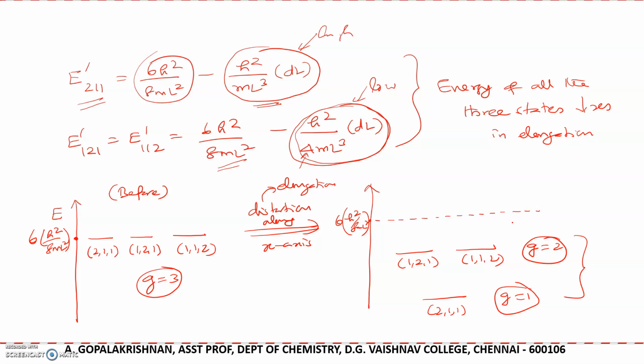So what does it indicate? It indicates that the degeneracy of the electronic level also gets decreased. So these two states decreased by an energy 6h square by 8 ml square minus this value. Let me take this value as x. So these two states decreased by an amount x, and this state decreases by an amount y.